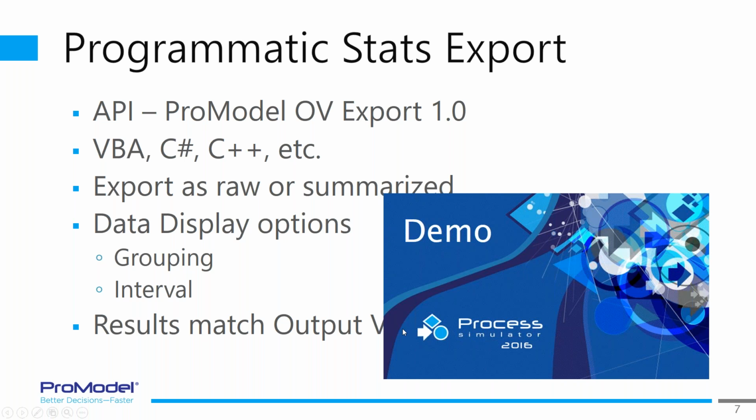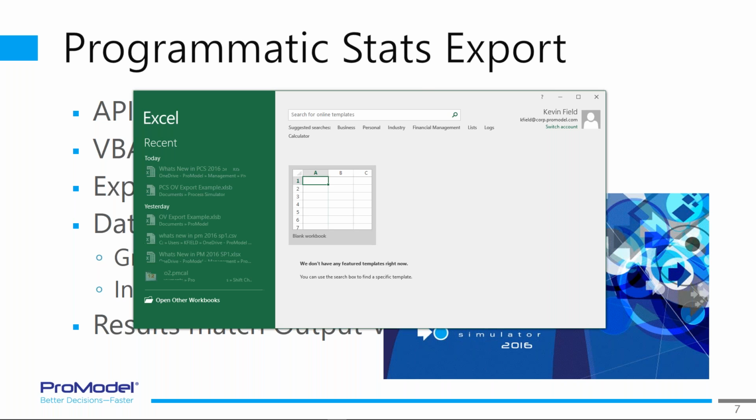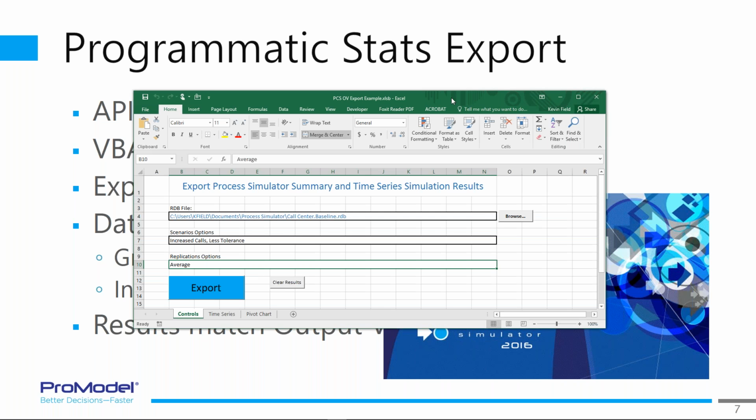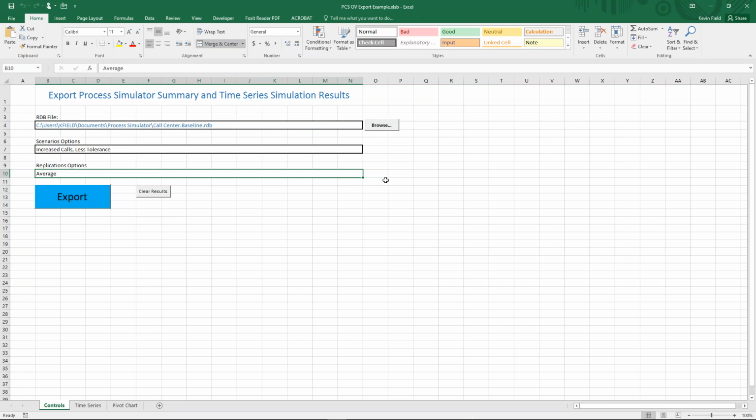Let me bring up a new Excel file. Let's see. All right, this is the one I want. I'm going to maximize that. Now, here what I've done is I've created an Excel sheet that is going to get some important information that's needed as part of this Output Viewer export.